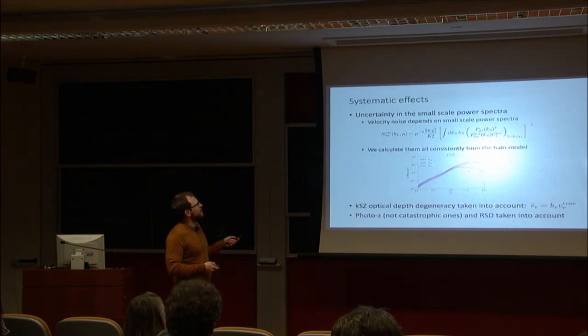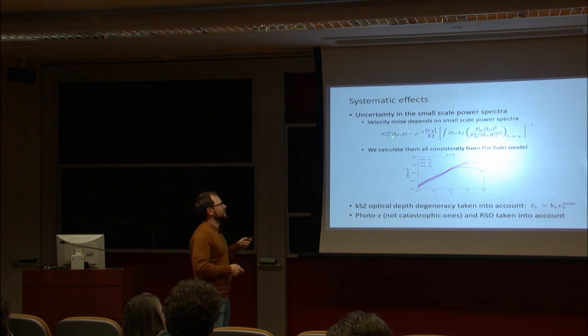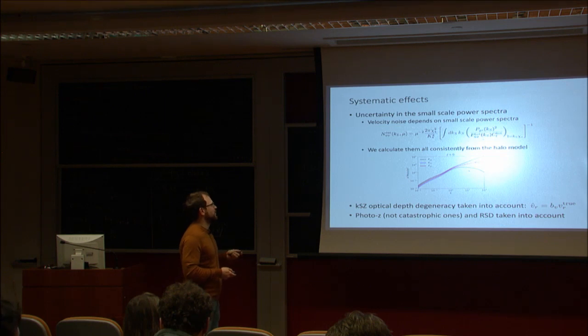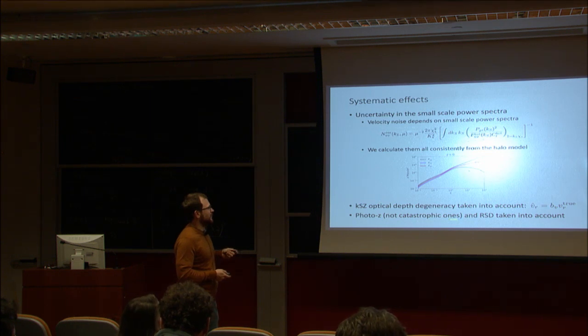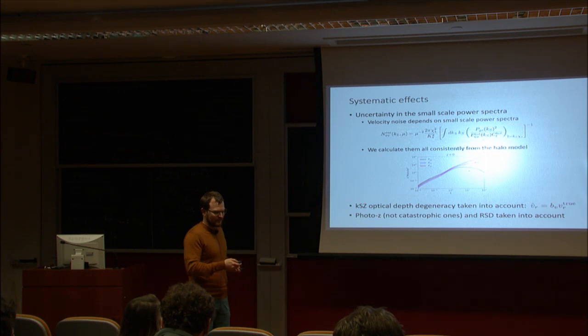Okay, one word on systematic effects. We have calculated our reconstruction noise. There are some halo model calculations here. So P_ge, and you need P_gg, the cross power of galaxies and electrons. We calculated these consistently in a halo model approach. We took into account this optical depth degeneracy, and we included photo-z and RSD errors, but not catastrophic photo-z errors. This is something for observers that's also important.